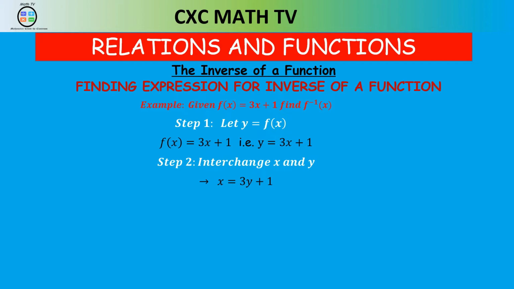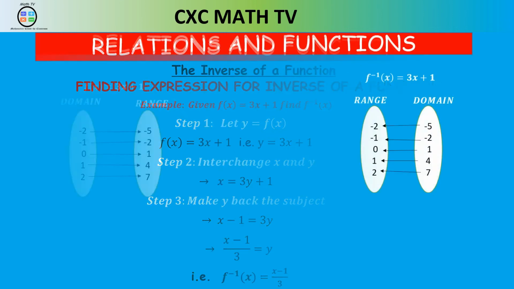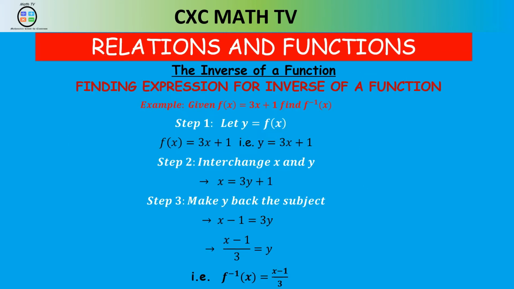Step 3, you're going to make y the subject. Making y the subject, you're going to have x minus 1 is 3y. And then, to make y the subject, we divide both sides by 3. And so, that y now is f inverse of x. So f inverse of x in this case is x minus 1 over 3.